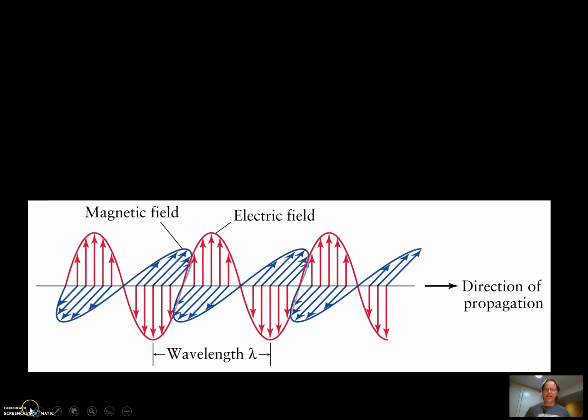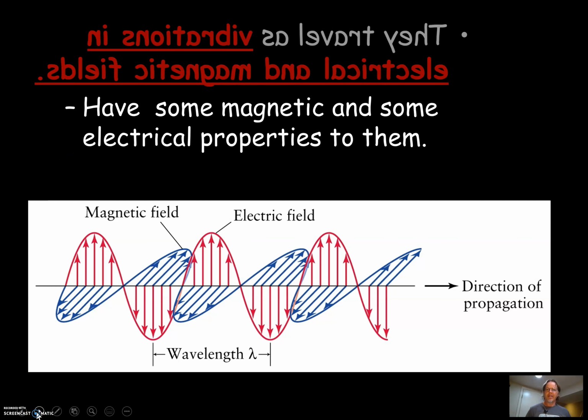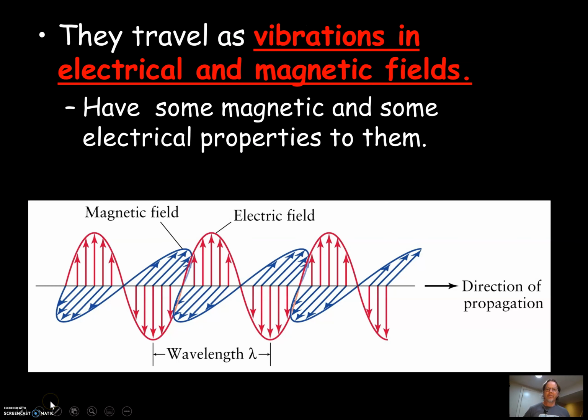Okay, so let's take a look at how that happens. How do you make an electromagnetic wave? It's really a vibration in electrical and magnetic fields. Not vibrating particles, you're vibrating fields. Even as the light passes through your glasses or the window, you're basically vibrating charges as it comes through, and that slows it down a little bit.